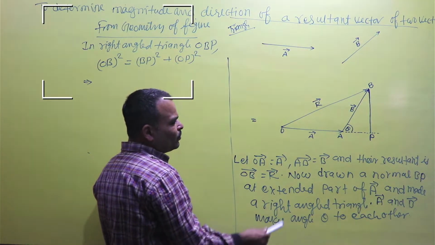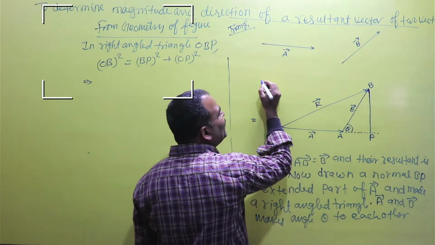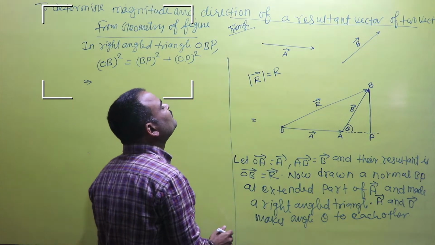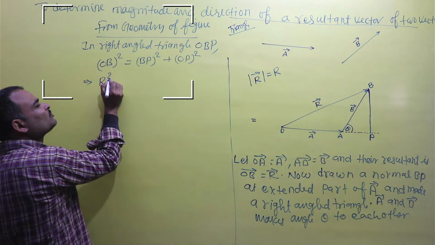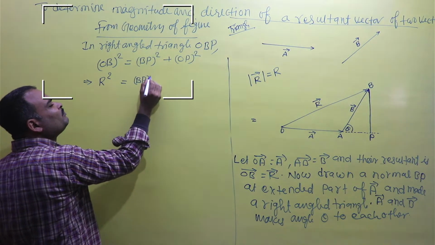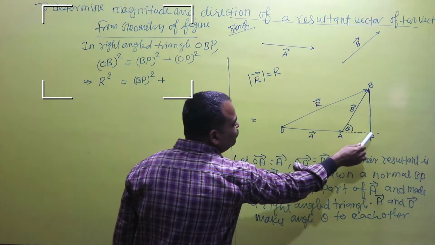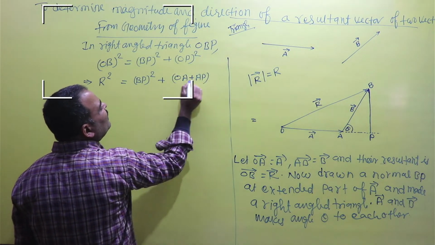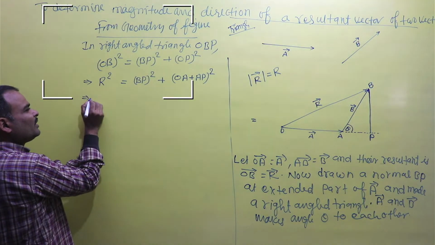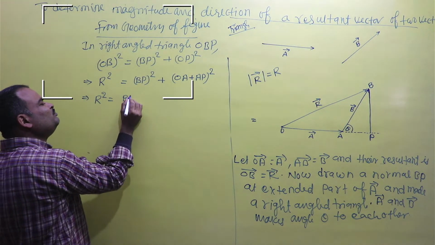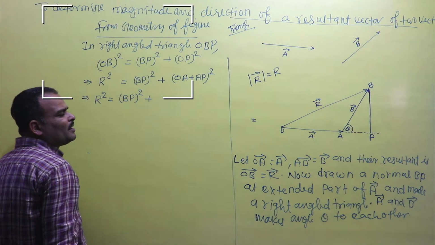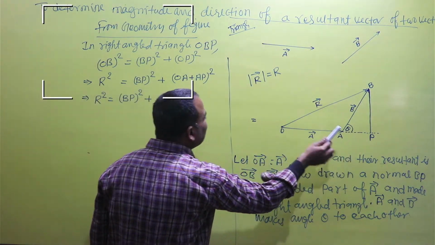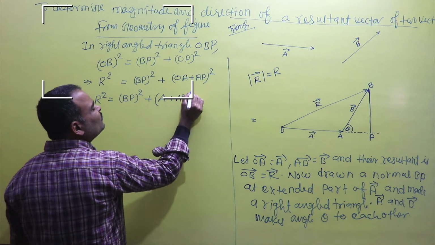And what is OB? OB is the length of arrow of vector R, and length of a vector gives the magnitude of the vector, means R. This called R square is equal to BP square plus OP, where OP is equal to OA plus AP. So R square is equal to BP whole square plus OA, the magnitude of vector A, that is A plus AP, whole square.